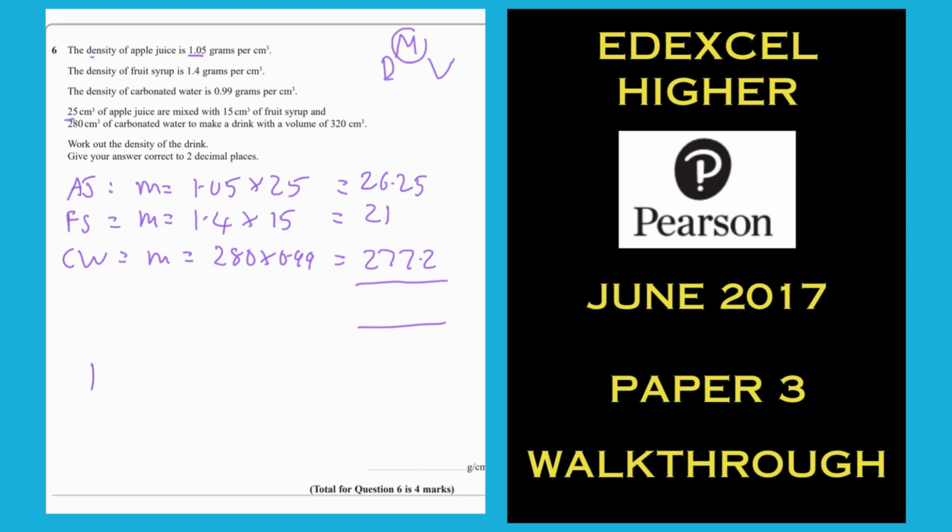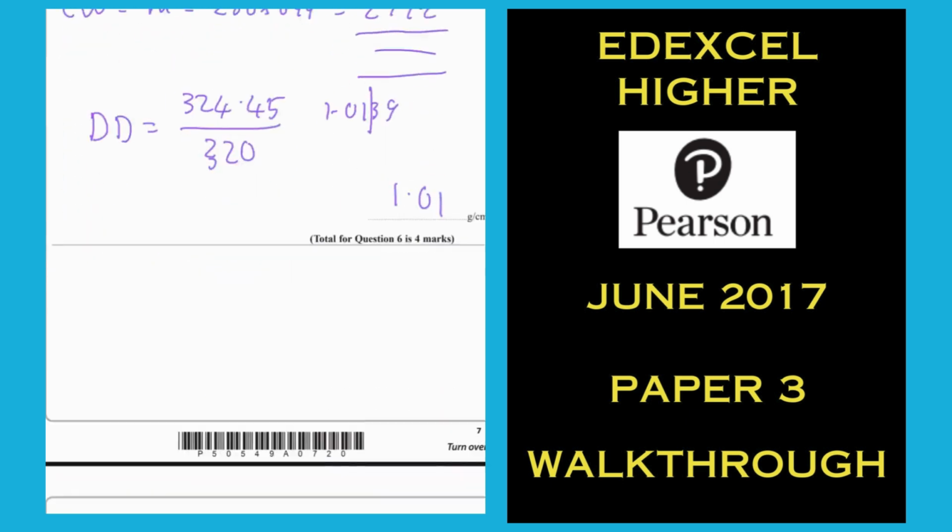Because what we need to do for the drink density, we need total mass, which is them added up, 324.45 divided by total volume that was given, 320. To 2 decimal places, I got 1.0139, in other words, 1.01 for the density. So just slightly heavier than the density of water, which is 1.